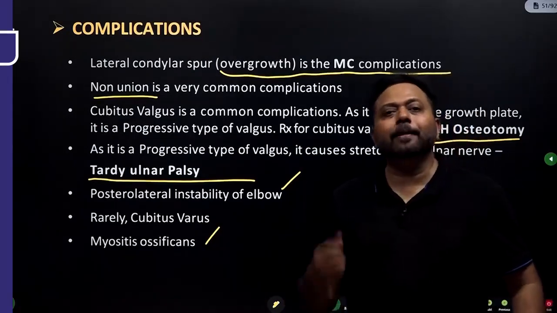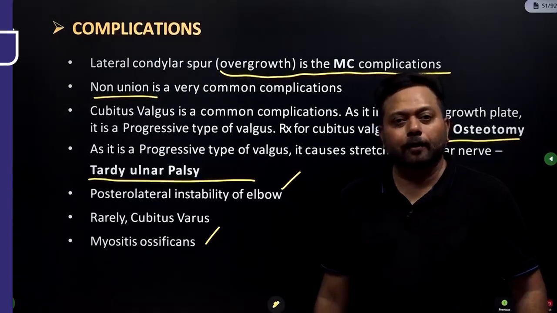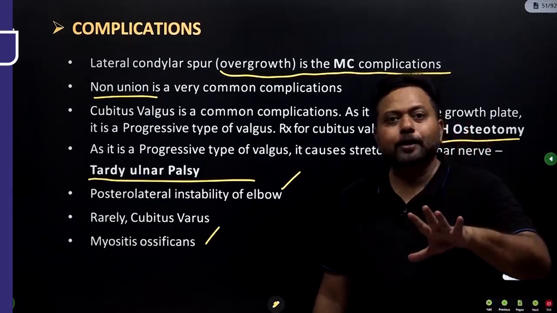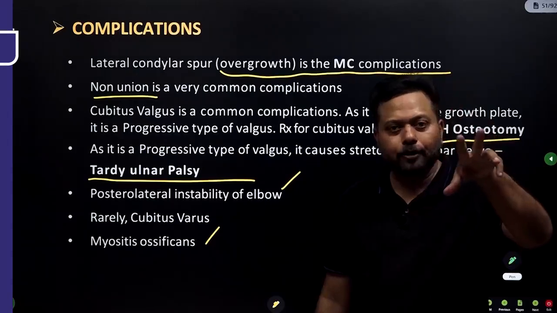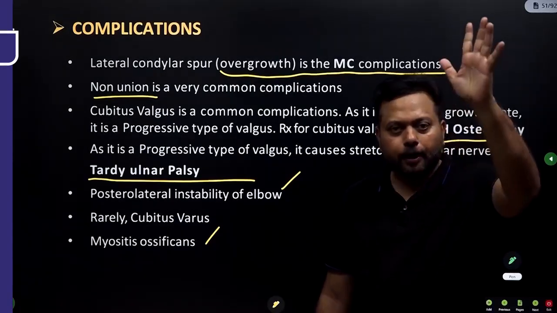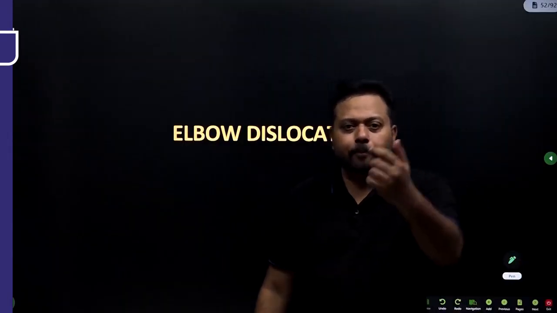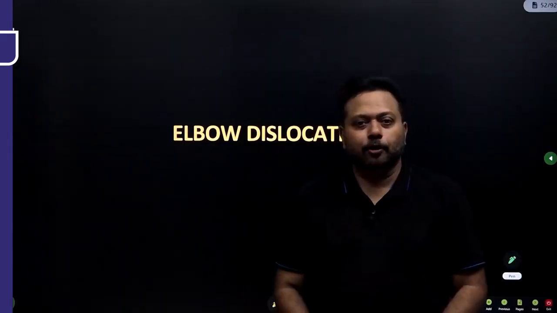So, dear friends, to some extent, we have completed the topic lateral condyle fracture. So, humerus fracture is over. Proximal humerus we have finished. Shaft of humerus we have finished. Supracondylar we have finished. Lateral condyle fracture we have finished. Okay, dear friends, we will move on to another very important short topic: elbow dislocations.